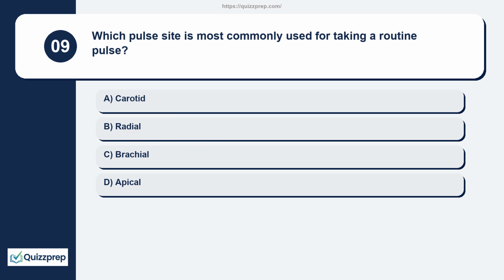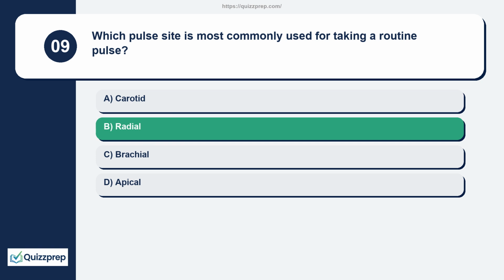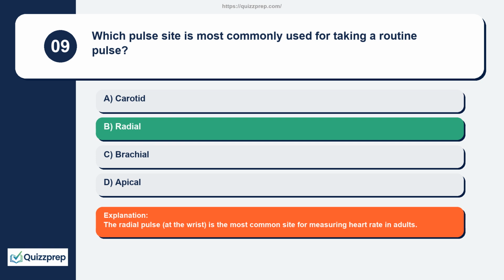Question 9. Which pulse site is most commonly used for taking a routine pulse? Carotid, radial, brachial, or apical? The radial pulse, at the wrist, is the most common site for measuring heart rate in adults.